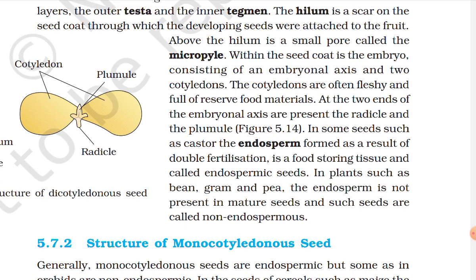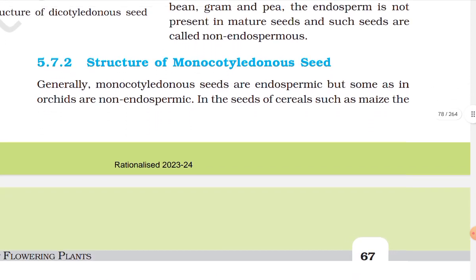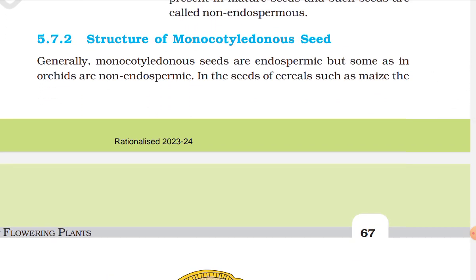In some seeds, such as the castor, the endosperm formed as a result of double fertilization is a food storing tissue, and such seeds are called endospermic seeds. In plants such as bean, gram, and pea, the endosperm is not present in mature seeds, and such seeds are called non-endospermous. Structure of monocotyledon seed. Generally, monocotyledonous seeds are endospermic, but some, as in orchid, are non-endospermic.